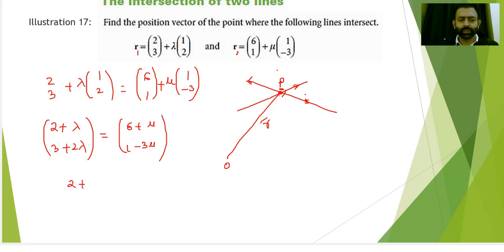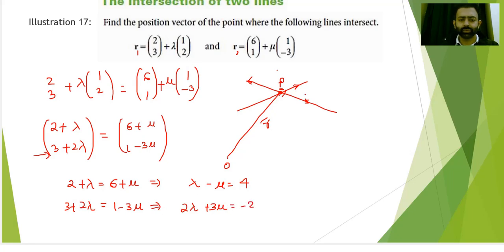So 2 plus lambda is equal to 6 plus mu. From here I get lambda minus mu is equal to 4. Equating the y coordinate, 3 plus 2 lambda must be equal to 1 minus 3 mu. That means 2 lambda plus 3 mu is equal to 1 minus 3, which is minus 2. So we have two variables and two equations, and we can solve. Let us multiply the first equation by 2, that means 2 lambda minus 2 mu is equal to 8.